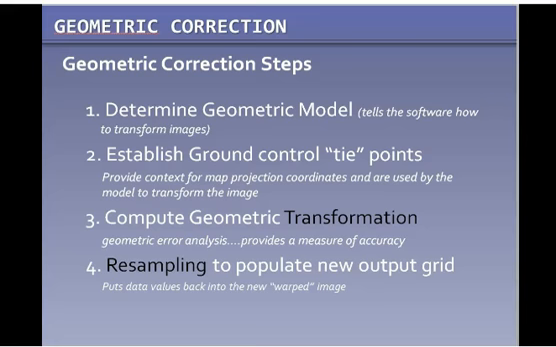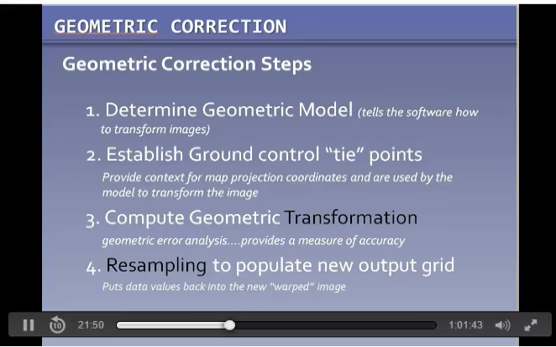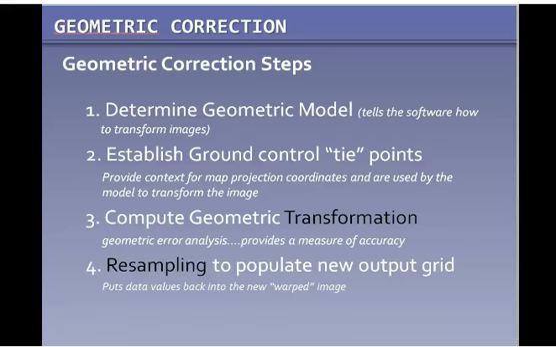Geometric correction, there are a couple different steps that we have to go through. The first thing that we have to do is figure out which geometric model we want to use. So there are lots of different mathematical models that we can use to warp and stretch and twist our imagery. And these options are not all the same. They're not all doing the same thing.